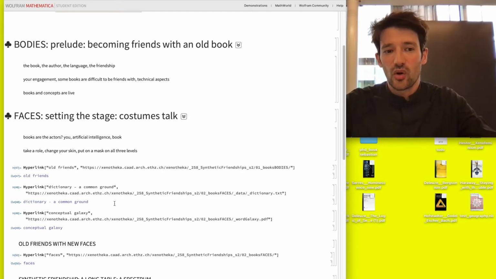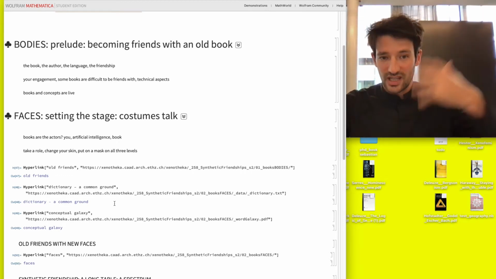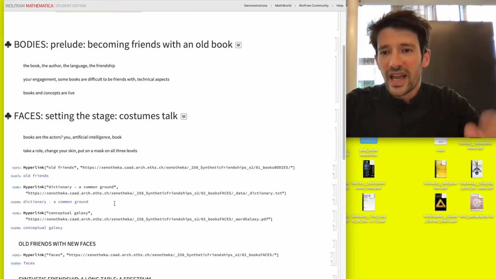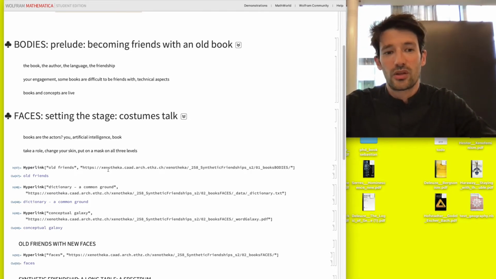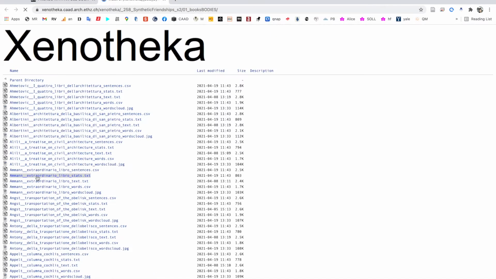So you have to take the role of the book, change your skin, put on the mask of the book, and talk to other books, and do it on all three levels of abstraction. So with you, with the artificial intelligence, and with the books. And here are the old friends. These are the old friends.